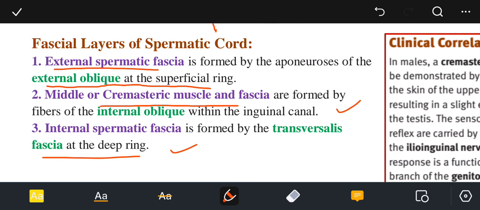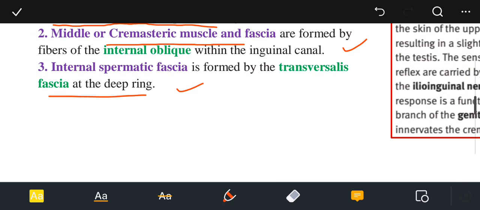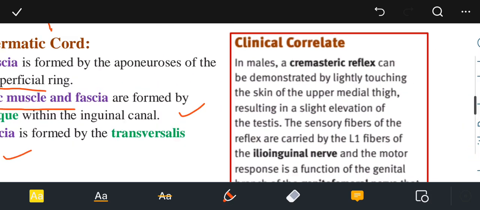So all the three muscles are contributing to the formation of the spermatic cord. Yes. So the external spermatic fascia comes from the external oblique muscle, the middle cremasteric muscle and fascia come from the internal oblique, and the internal spermatic fascia comes from the transversalis fascia at the deep inguinal ring. So here you can see the clinical correlate in males.